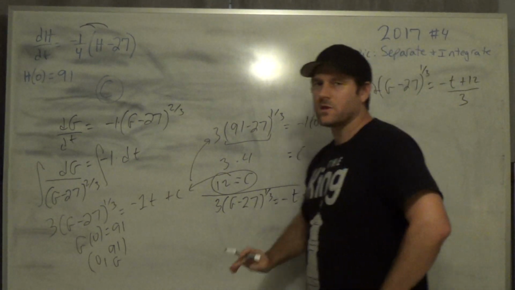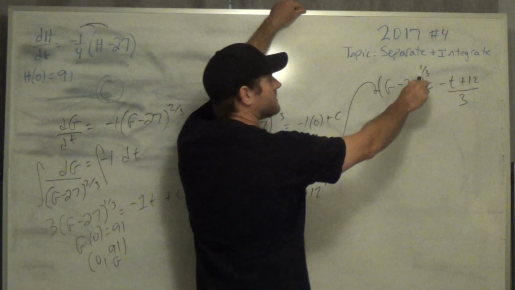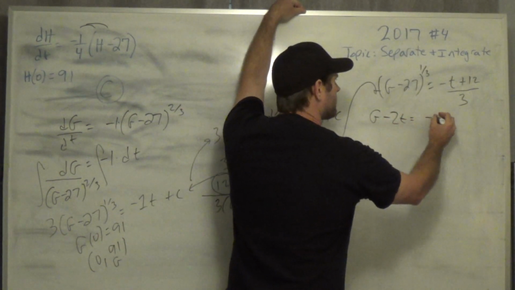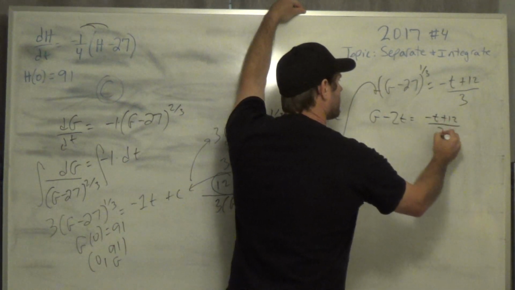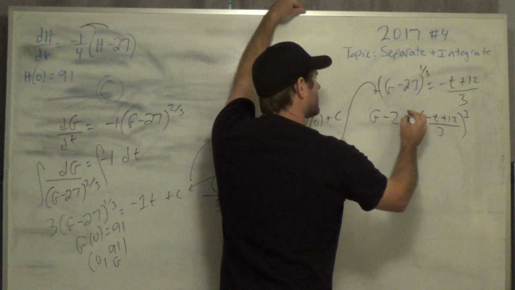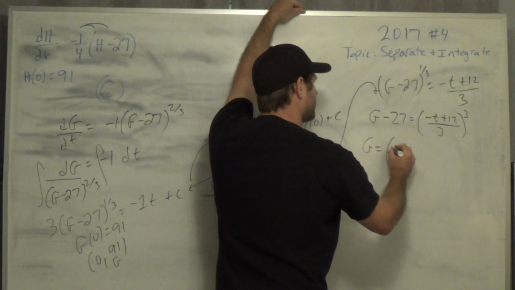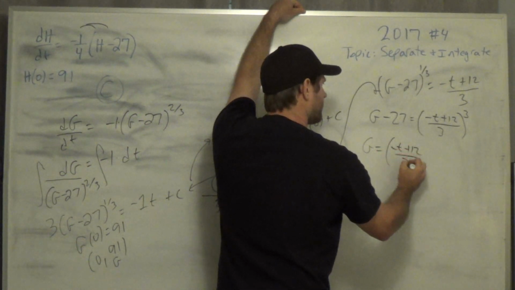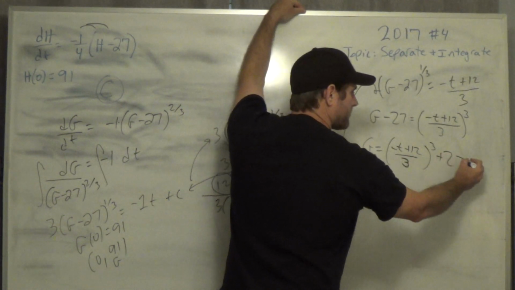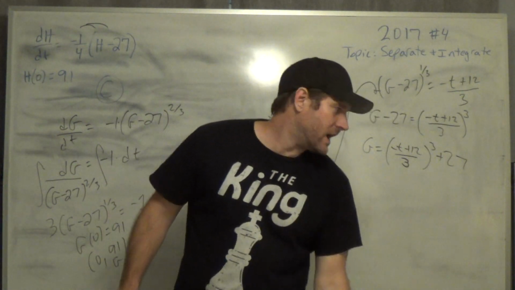There are many steps along the way you could simplify, but you might not. And then we're going to get rid of this cube root by raising it to the 3rd power. And then we're going to add the 27 to the other side. And there you go. And wouldn't it be insane if we were done?